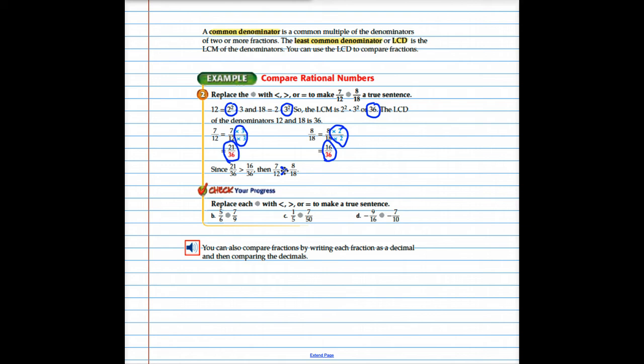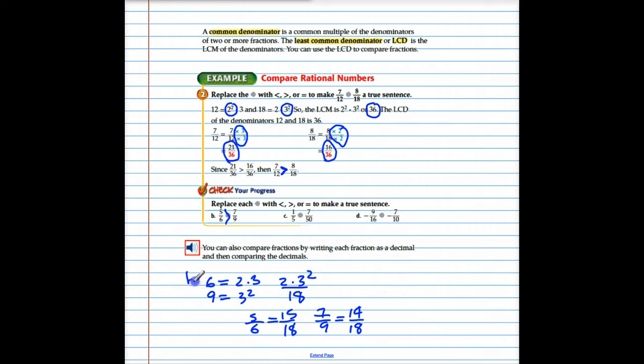So, in check your progress, 5/6 and 7/9. Our least common denominator is going to be 6 is 2 times 3, and 9 is 3 squared. So our least common denominator is 2 times 3 squared, which is 18. So 5/6 becomes 15/18, and 7/9 becomes 14/18. So 5/6 is greater than 7/9.